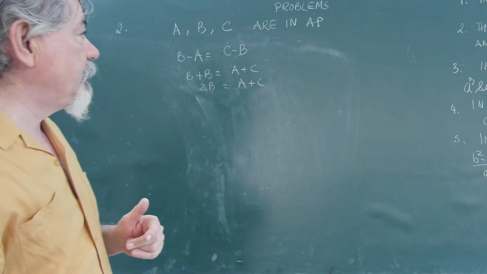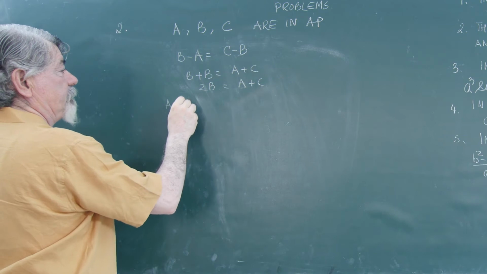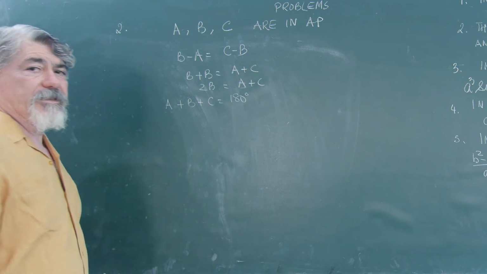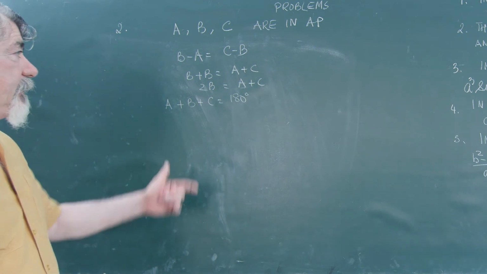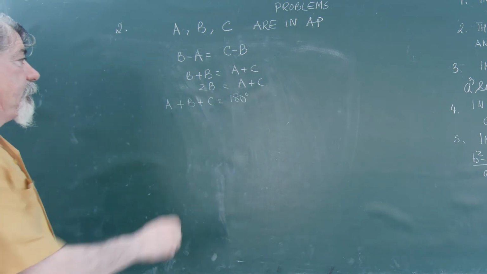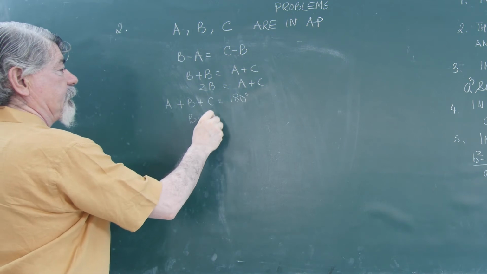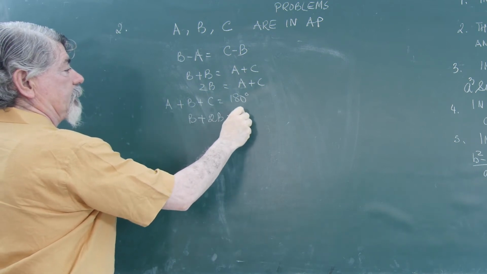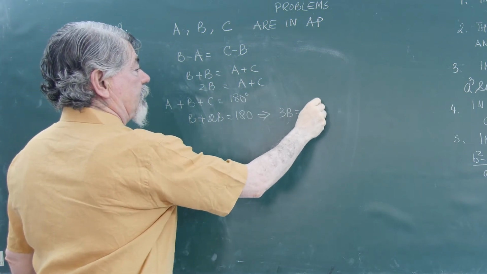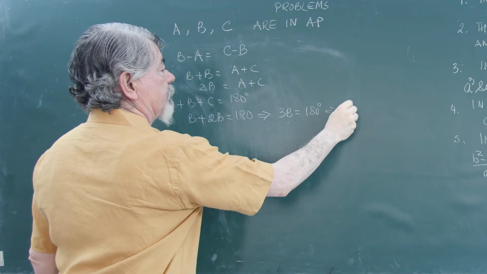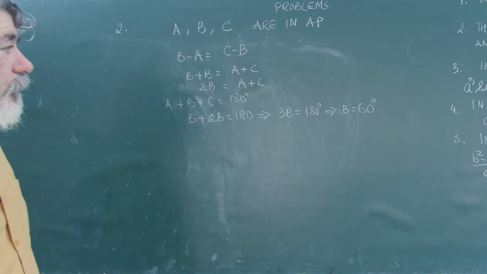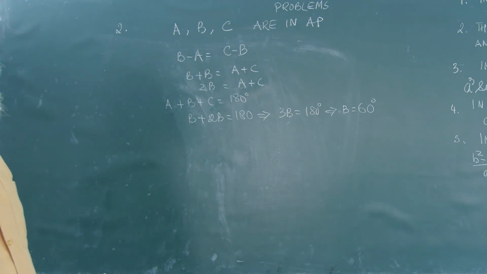Now I know that A plus B plus C is how much? 180 degrees. We know the sum of the angles of a triangle is 180 degrees. Instead of A plus C, I can write 2B. It will become B plus 2B is equal to 180. That means 3B is equal to 180, and that implies B is equal to 60 degrees, because 180 divided by 3 gives 60 degrees. I have got the value of B.